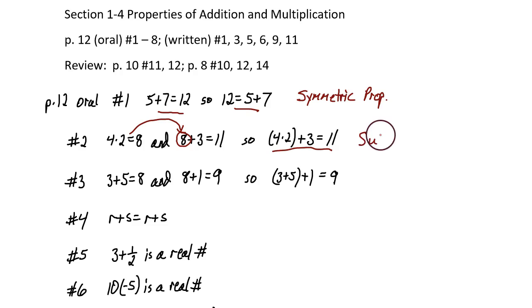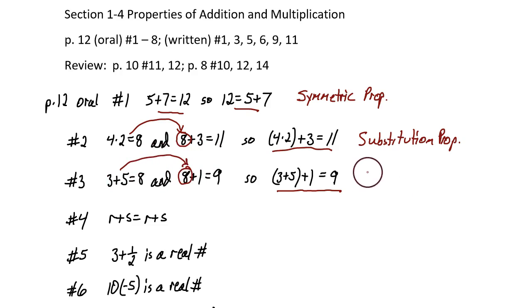That's the substitution property. Number 3, 3 plus 5 is equal to 8 and 8 plus 1 is equal to 9. So we could write that 3 plus 5 plus 1 is equal to 9. What is the relationship of this statement to the previous ones? The number 8 has been replaced with the 3 plus 5. That's the substitution property again.